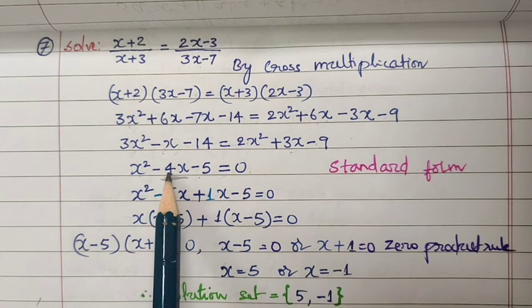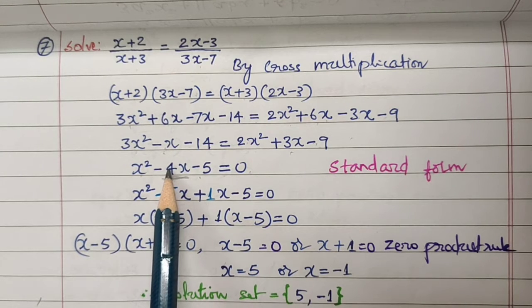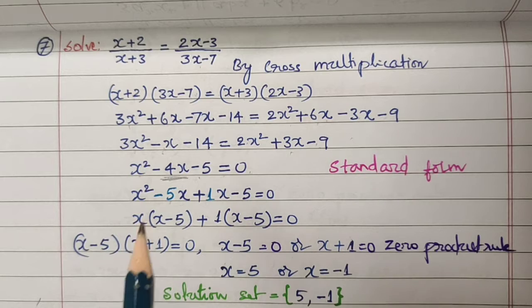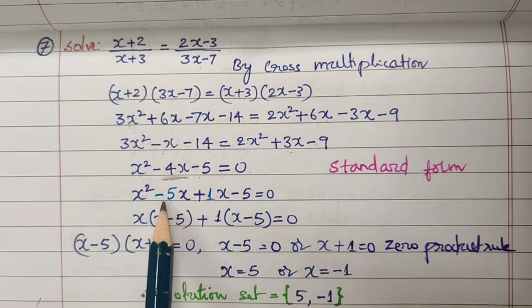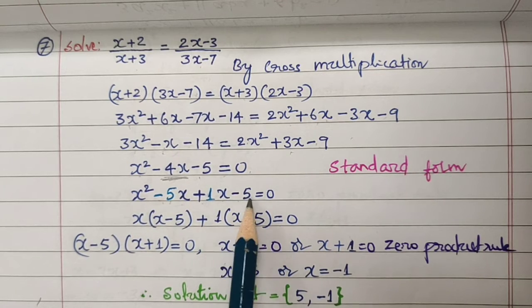You split this part so that when you add these two, you should get minus 4x, and when you multiply, you should get minus 5. Minus 5 into 1 is minus 5. Minus 5 plus 1 is minus 4x. So x square minus 5x plus 1x minus 5 is equal to 0.